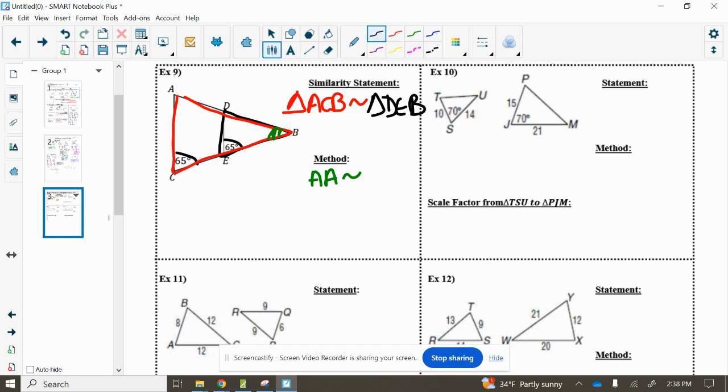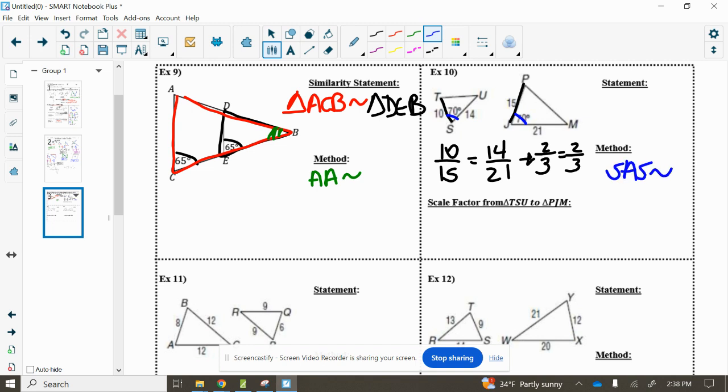On the second one, we have an example of 10 and 15. And then we want to check, how about 14 over 21? Will those both simplify to be 2 over 3? And then we're lucky that they have that angle in the middle congruent. So our method would in fact be side angle side this time. And again, lining these up, we would say that triangle TSU is similar to triangle PJM.